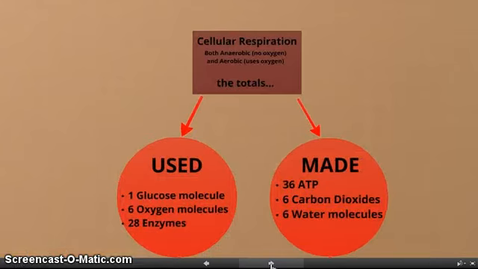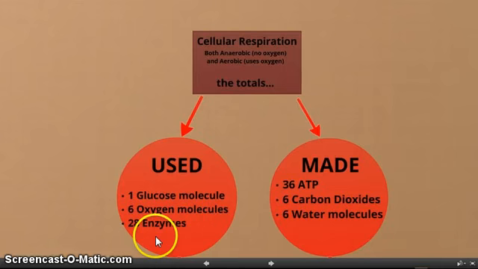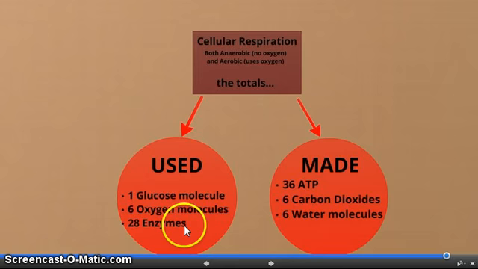Alright, let's go on. We're going to sum it all up here. We have our cellular respiration, both the anaerobic and the aerobic types, and we're looking at the totals. The things that are used, meaning the reactants: 1 glucose molecule, 6 molecules of oxygen, and 28 enzymes. One thing I want to say is that enzymes aren't actually used up, because they can be used over and over again. They're not necessarily considered a reactant, but definitely used during the process.